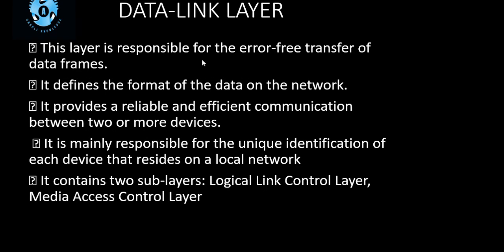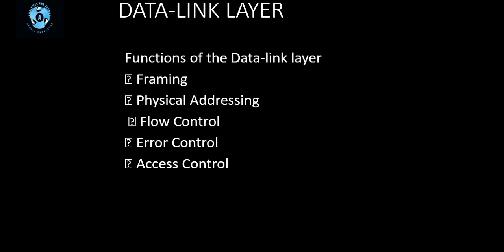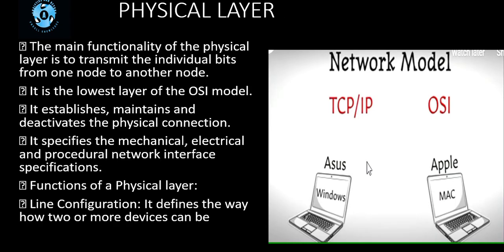The data link layer is responsible for error-free transfer of data frames in the same specified format. It provides reliable and efficient communication between 2 devices, and it is also responsible for unique identification of each device in the network. It also contains 2 sub-layers, which we will discuss in upcoming videos because it is a huge concept. What are the functions of the data link layer? Framing, physical addressing, flow control, error control and access control.